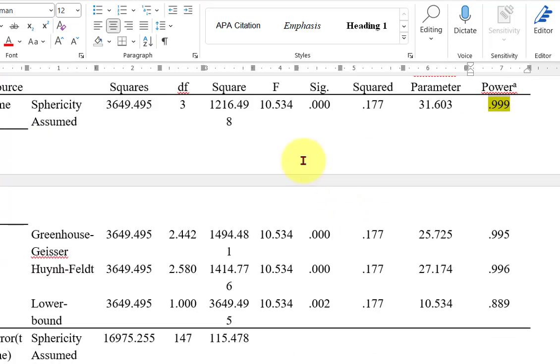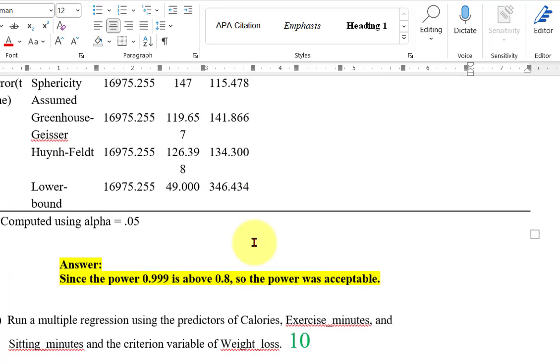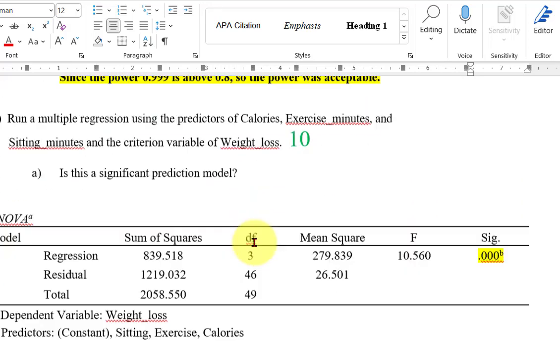And, you know, again, I probably should have used the Greenhouse-Geisser, or I'm sorry, the Huynh-Feldt. That's the one I like the best. It's the friendliest one to researchers. It gives you the best numbers. So, and there's the power, which is fine. Yep. Okay, next to the last one.